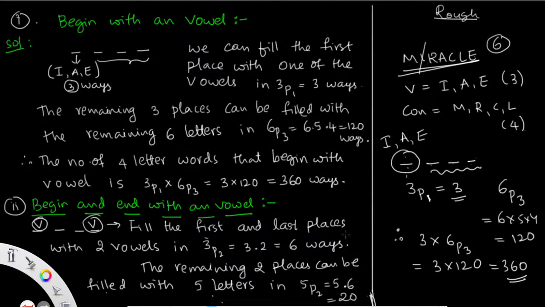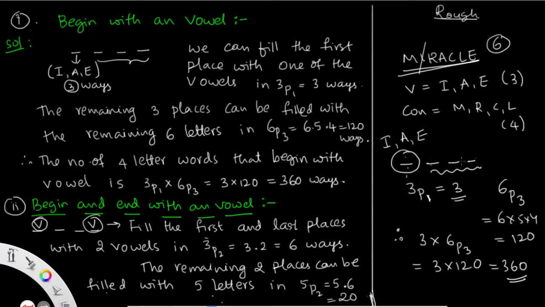So this is the question number one, the first bit, first statement. Begin with a vowel. So observe the question first, read the question carefully. Then you get an idea to form 4-letter words by using the word "miracle". The question is subject to the condition that it begins with a vowel. The vowels in the given word are I, A, E, so 3 vowels are there. So the first place can be filled in 3 ways. Why? Because either I, either A, or either E. So this can be done in 3 ways.